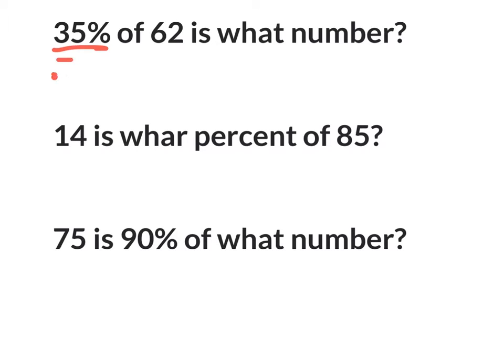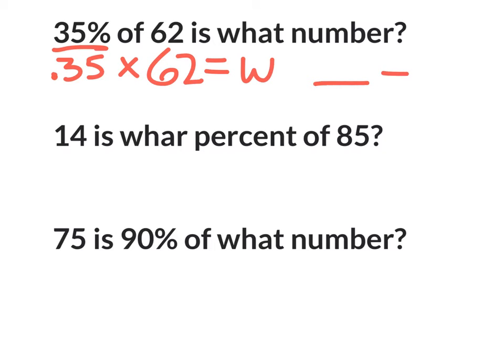So I'm going to write that as 0.35. Of means times. 62 is means equals. And what number we don't know, so it's set up to solve. You're going to find that most of my students like the proportion better because it's always is over of, which is part over whole, equals percent over 100. And then it's just a matter of putting them in the right spots.